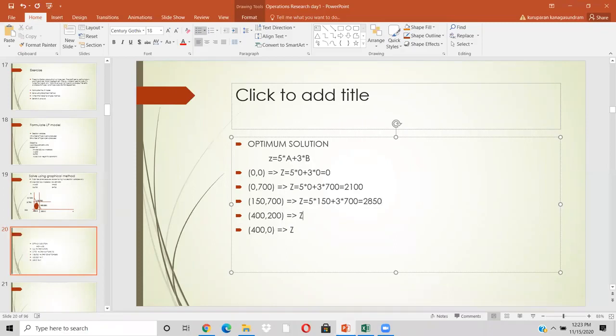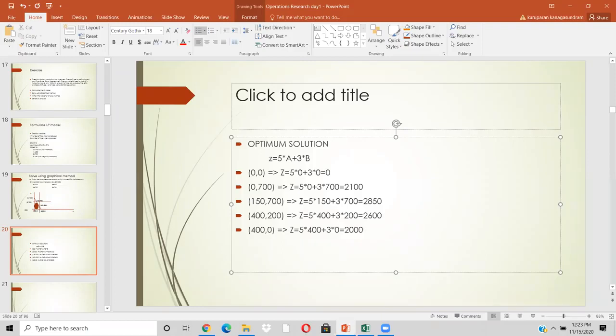Similarly here, 5 times A is what? 400 plus 3 times B is what? 200. That's 2600. Similarly here, Z equal to 5 times 400 plus 3 times 0. That's 2000. Okay, fine.